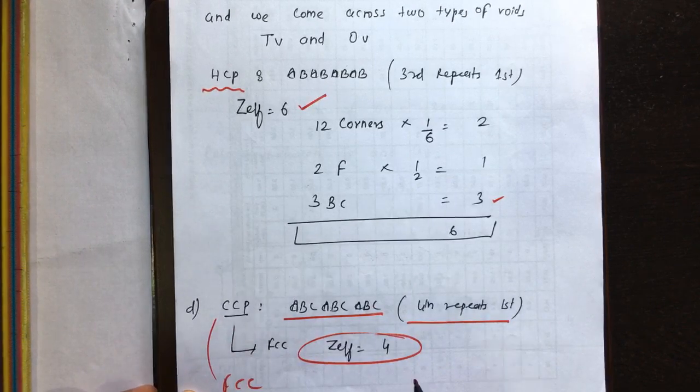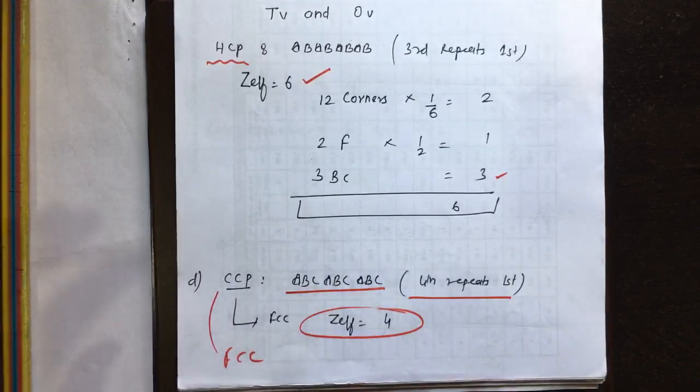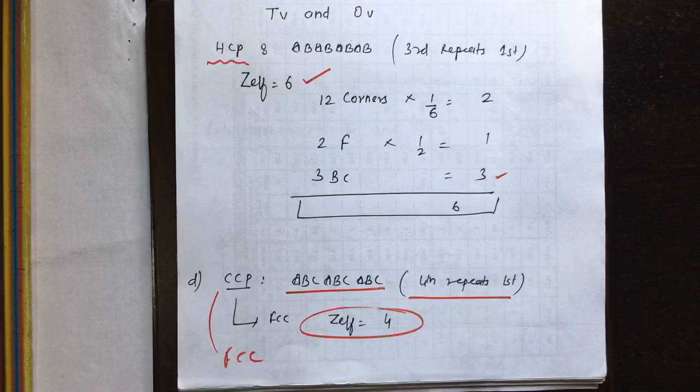FCC also, where the Z effective comes out to be 4. So the difference, I hope you have understood. One point I'll talk about, as far as coordination number is concerned, in both HCP and CCP, it comes out to be 12. As far as packing percentages are concerned, they are both 74%. They are same, but the difference is also there.